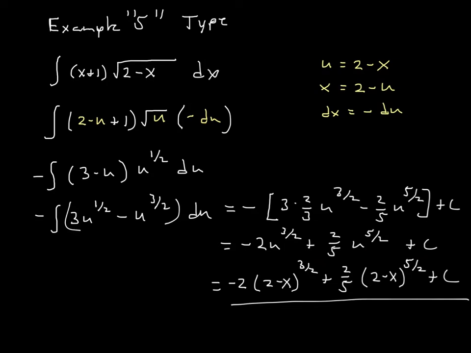And again, remember that we have to go back to x. I'm going to replace all of the u's with 2 minus x. So I end up with negative 2 times 2 minus x to the 3/2 power plus 2/5 times 2 minus x to the 5/2 power plus c.